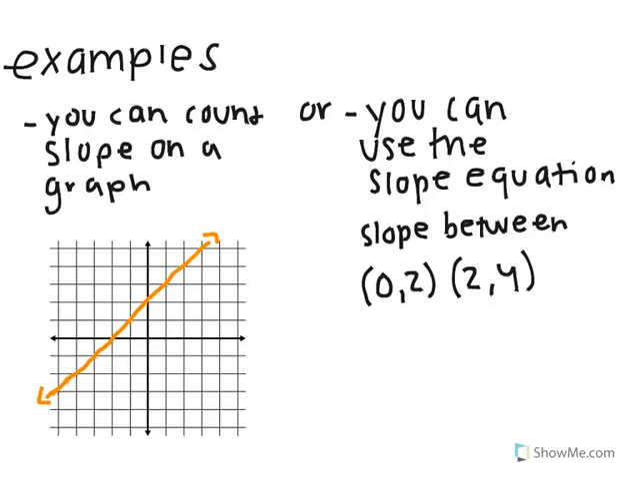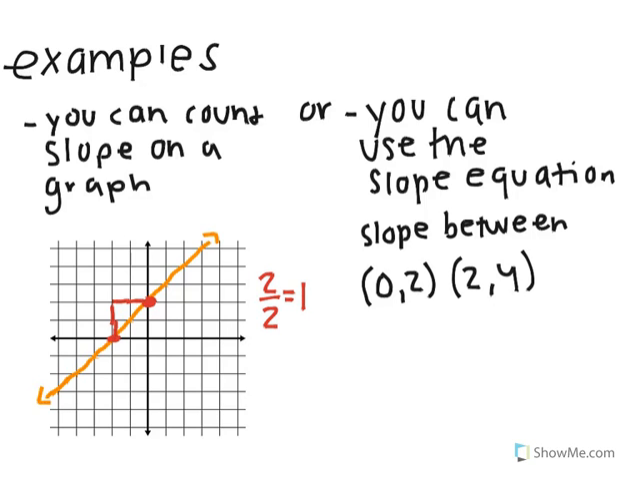Okay, here's some examples to find slope. You can either count it out on a graph or you can use the slope equation between 2 points. Now, to do it on a graph, I will first pick out 2 points on the graph. So I'm going to go here and here. And I'm first going to count up, then over, rise over run. So I'm going up 1, 2. I'm going over 1, 2. So the slope is 2 over 2, rise over run, and that equals 1.